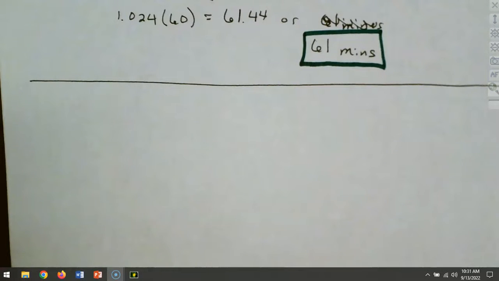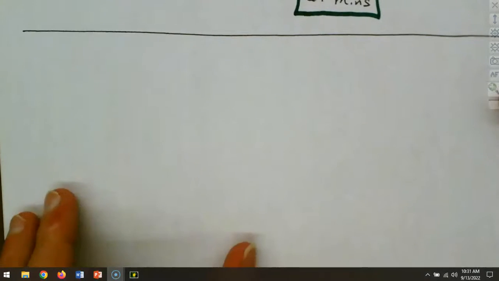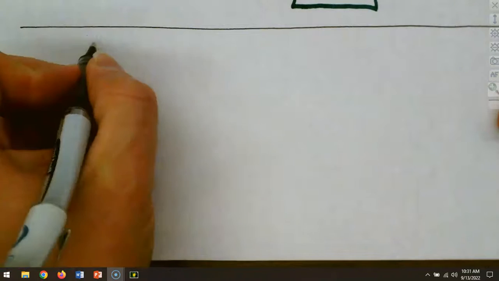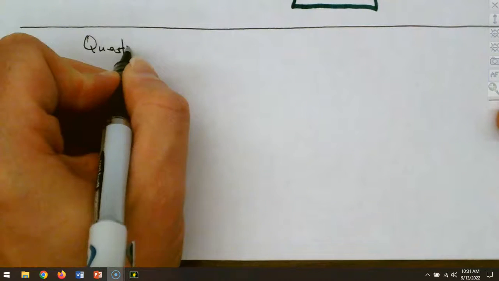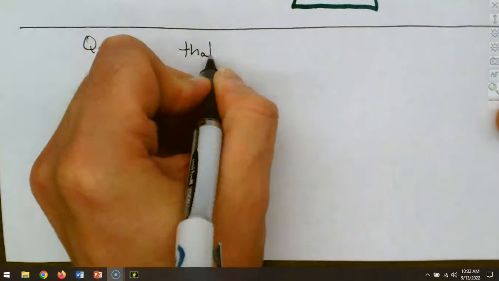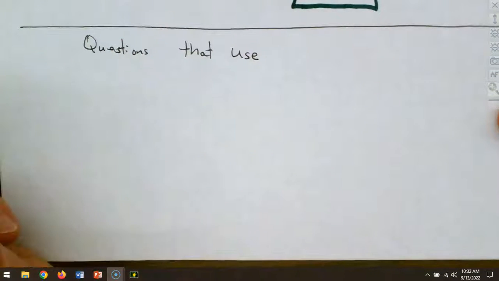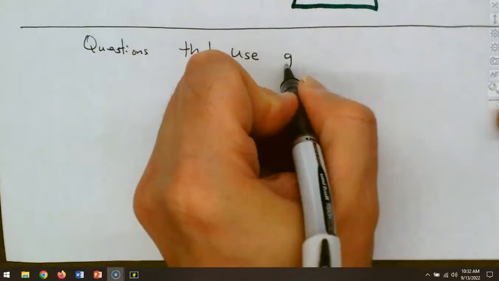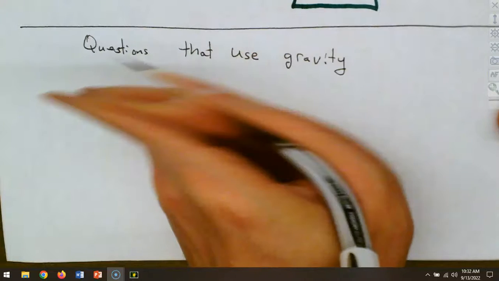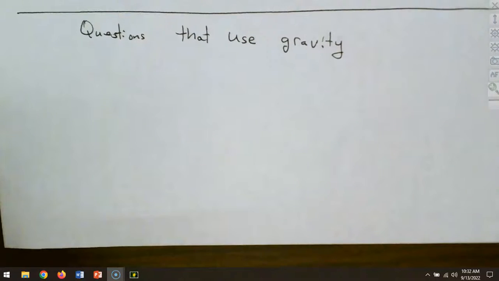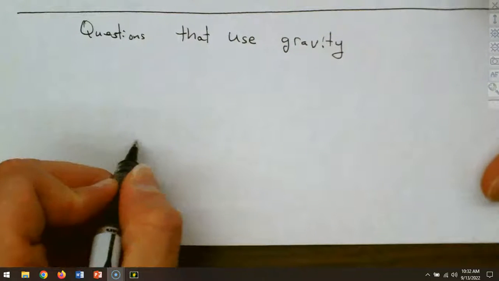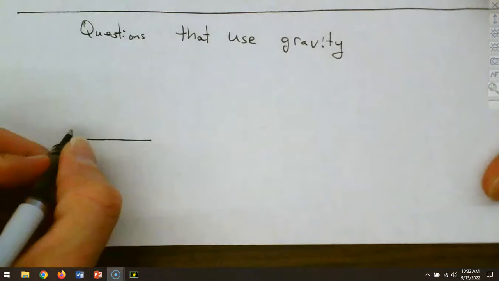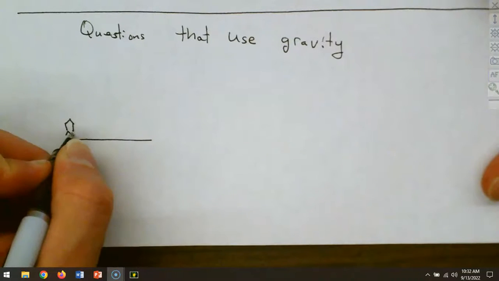So when we look at these that involve gravity and you throw something up in the air or a rocket goes up in the air, there are 3 different outcomes. When you throw something up in the air, what forces it to come back down? Gravity does, right? Okay, so there are three different possible choices when it comes to your answer.